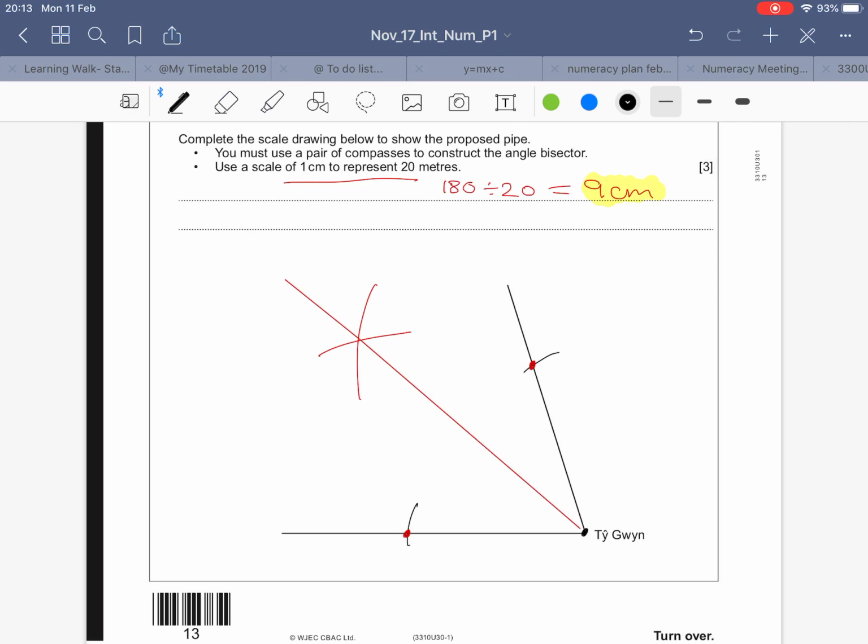We need to make sure that our line is the right length, 9 centimetres to be precise. So ruler on here and chopping off that line 9 centimetres in, which represents the 180 metres that they talked about. So compass and ruler, but you're not allowed to use a protractor. So even though they tell you that they're chopping the angle in half, you're not allowed to use a protractor to figure out where that would be.